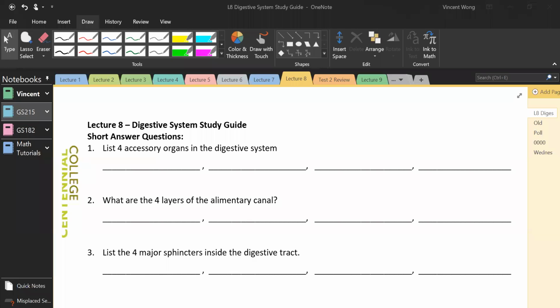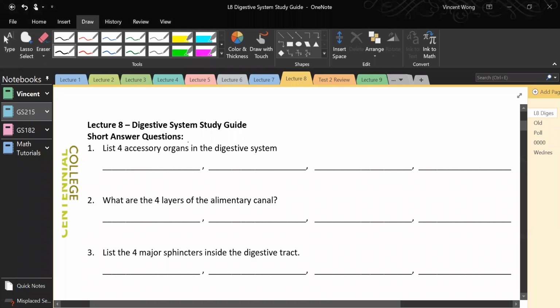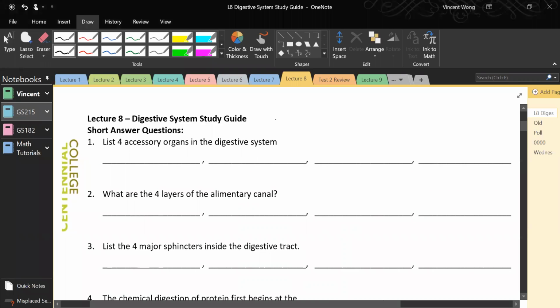All right, so today we're gonna take up the lecture 8 study guide, which is on the digestive system. So let's get to it. First question: list 4 accessory organs in the digestive system.